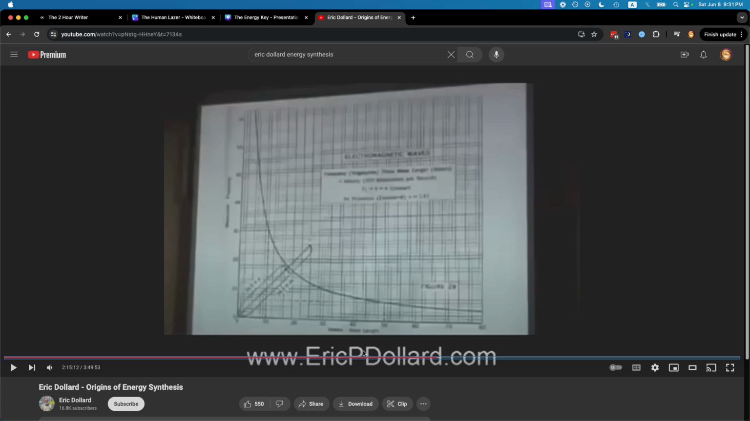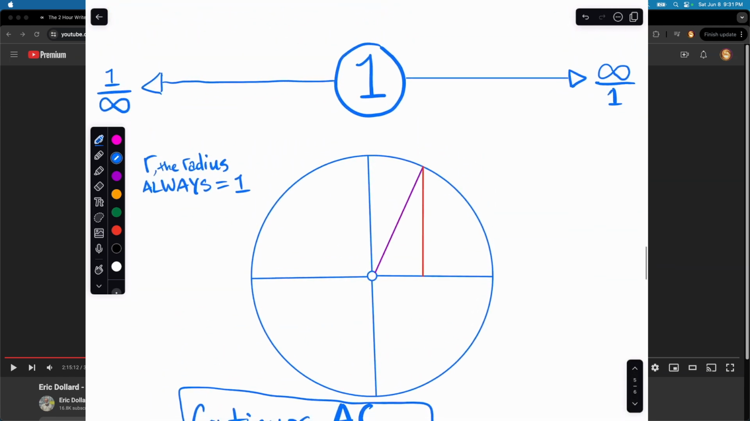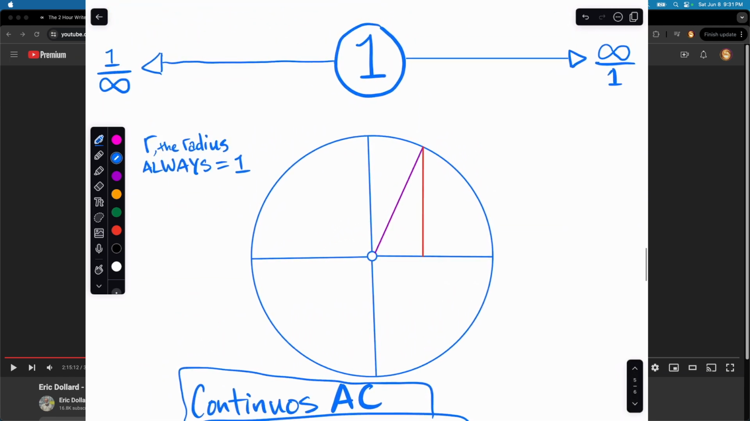So what he was talking about as well, it's like you can approach something, but you never get to it. This is an asymptote. And so what we're going to finish on is these two diagrams.